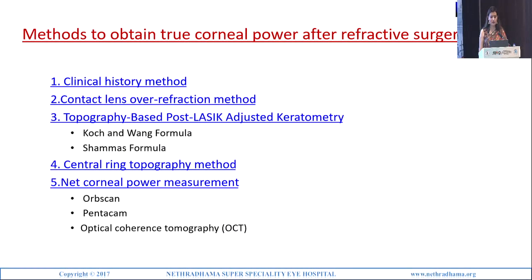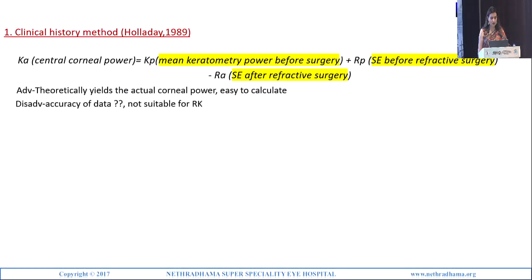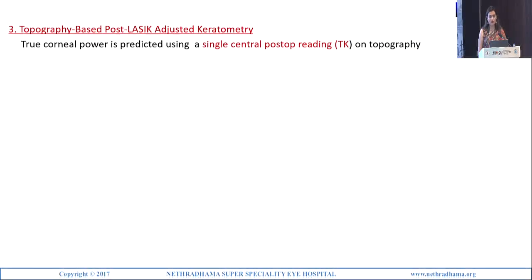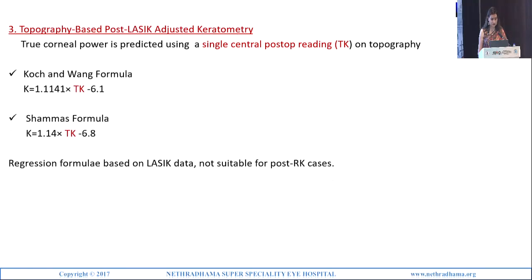Now coming to the different methods of how to obtain true corneal power after refractive surgery, there are a lot of methods, and many of these are now obsolete. They are just of historical importance. The methods which earlier we were using were the clinical history method, contact lens over refraction method, topography based formulae, central ring topography method, net corneal power method. So all of these were being used. For want of time, I will not go into details of these, but by and large we are not really using them now.